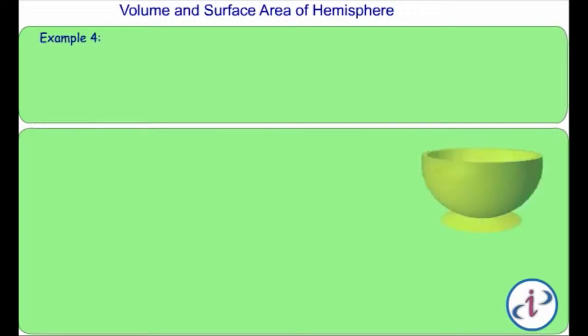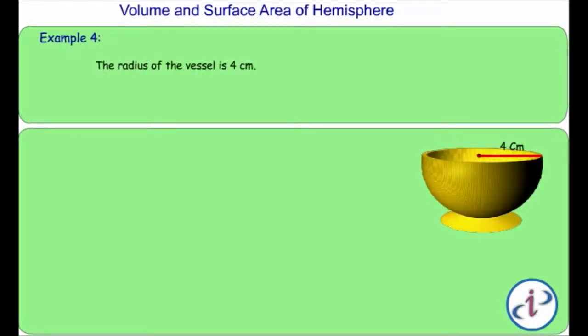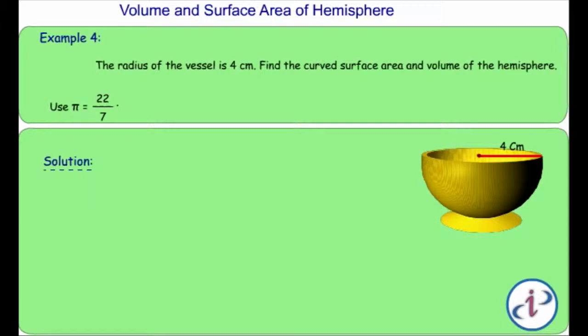Example 4. The radius of the vessel is 4 centimeters. Find the surface area and the volume of this vessel. Solution. Here, the vessel is in the shape of a hemisphere. Therefore, the radius of the hemisphere is 4 centimeters.